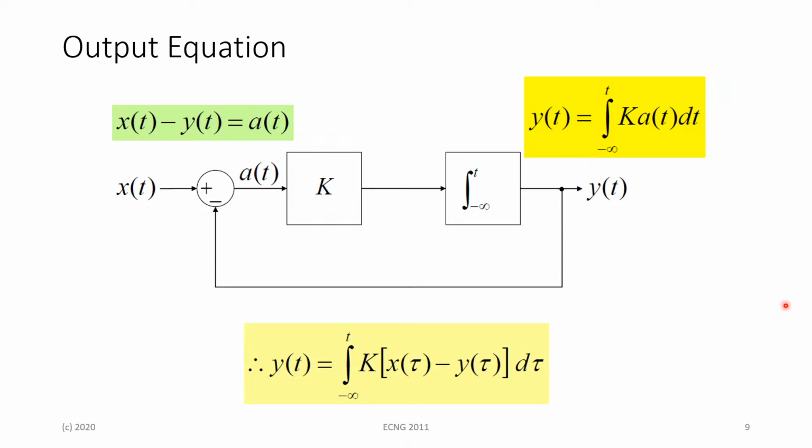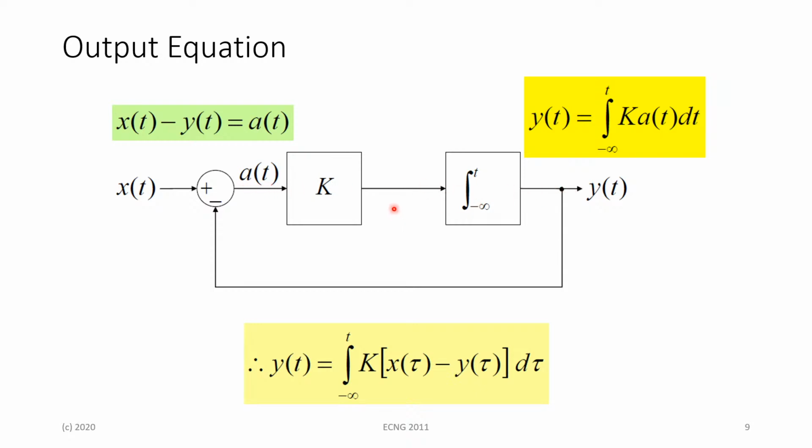So if we want to resolve the output equation of the entire system, we first look at the summation junction, and we say, okay, this is x of t, and we have y of t feeding back, and it's negative, so that's x of t minus y of t, and the output of the summation junction results in a of t. So we have already taken care of the x of t signal and the y of t feedback signal, and we just need to focus on the forward part only.